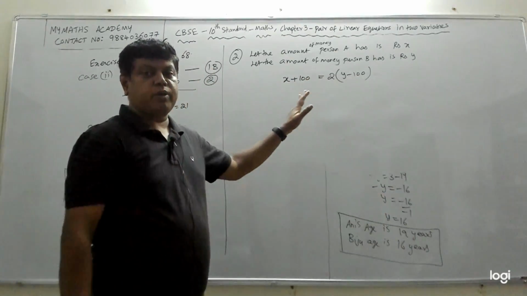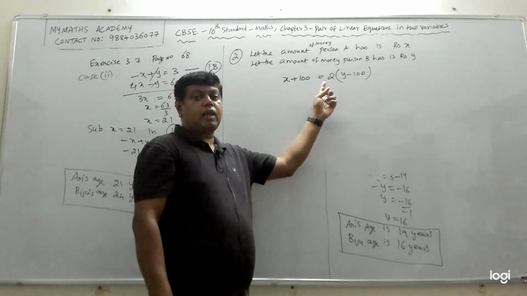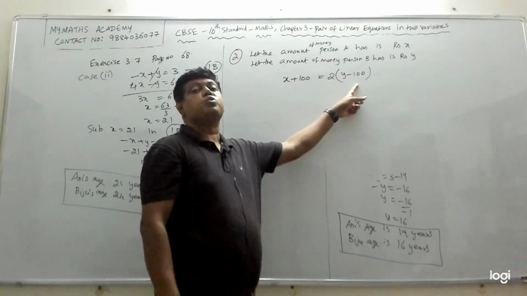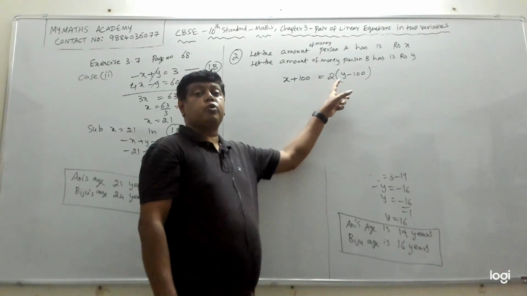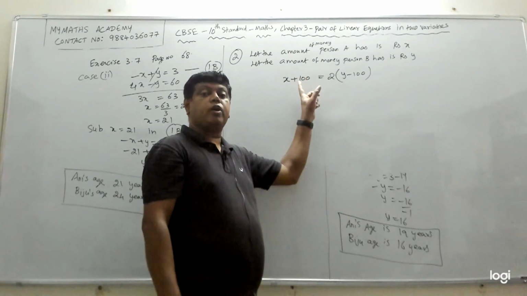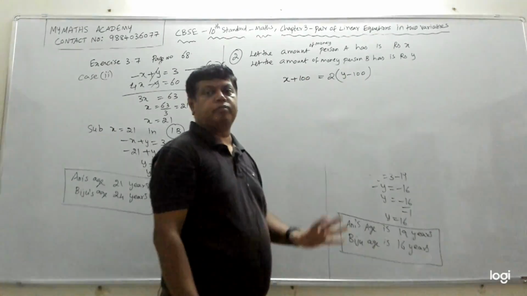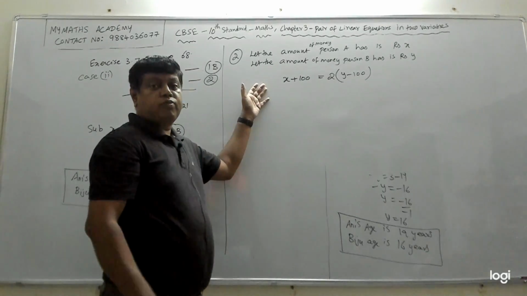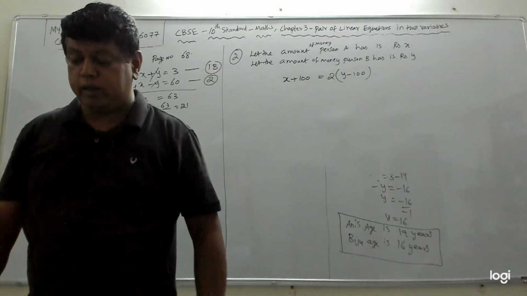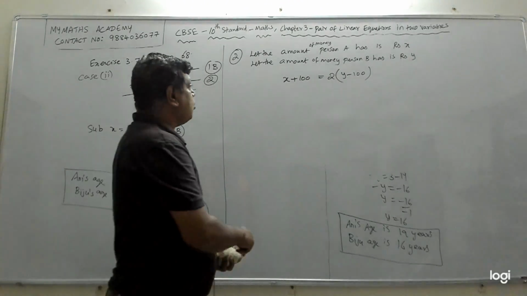So this is what the first statement is. Give me 100 rupees, which means once 100 rupees is given, I shall be twice as rich as you. Don't write 2Y. It is 2 into Y minus 100, because B has given 100 rupees to A, so from Y you should reduce 100. So this is the first equation. Let's simplify the equation that we get from the first statement in question number 2.